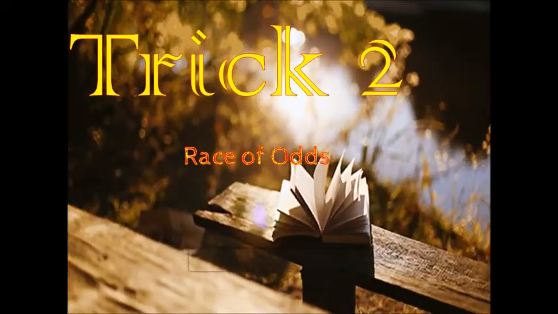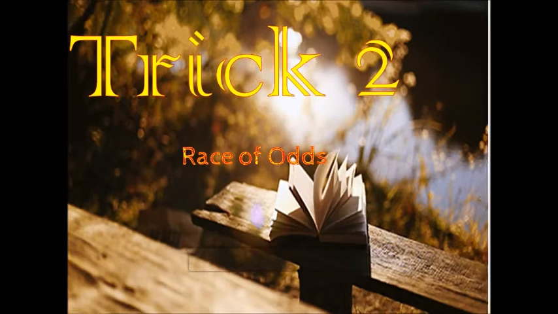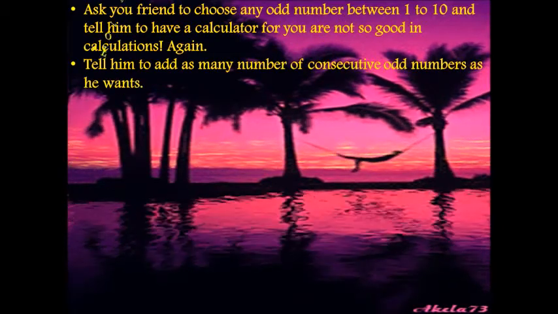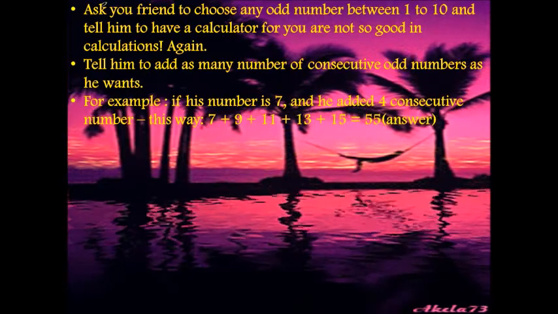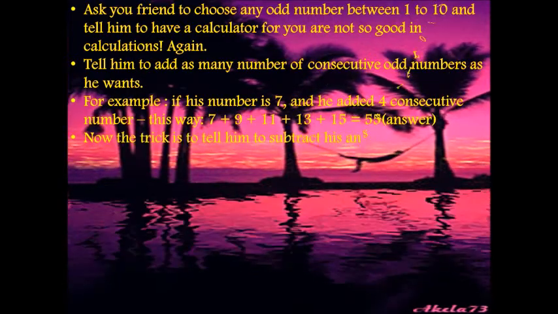Trick number 2, race of odds. Now in this, again, you have to ask your friend to choose any odd number between 1 to 10. That is 1, 3, 5, 7 and 9. And tell him to have a calculator, for you are not so good in calculation again.